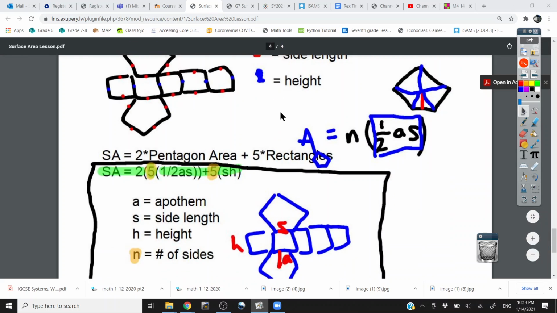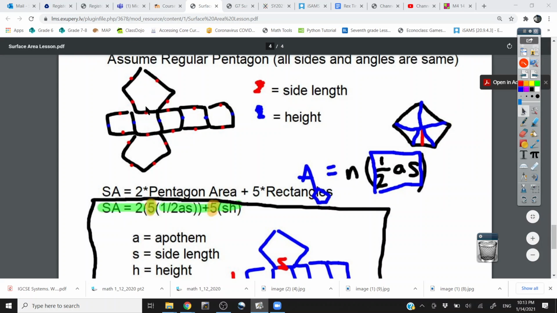Good. So then if I want to come up with the area of these things, well, the area of a pentagon, we explored that last week, or recently. So for the area of a pentagon, I would take my pentagon and cut it into triangles like this. We know this piece here is the apothem, this piece here is the side length.